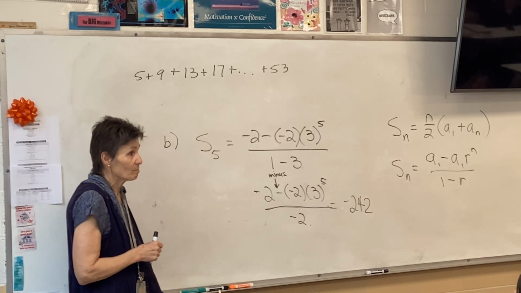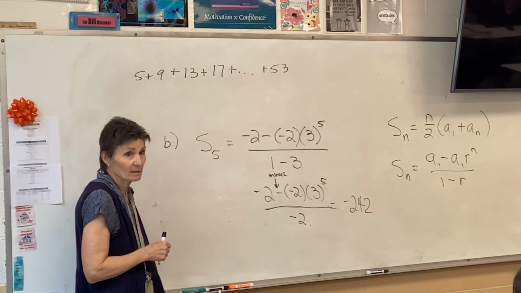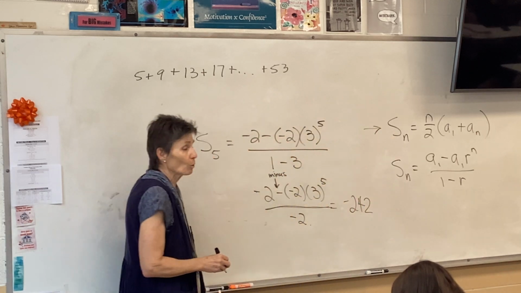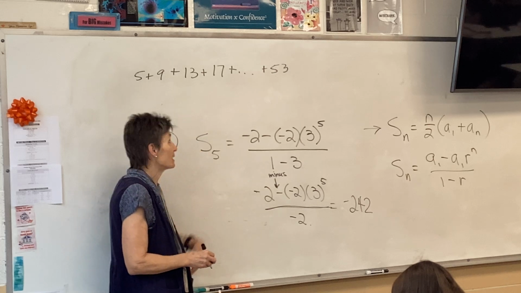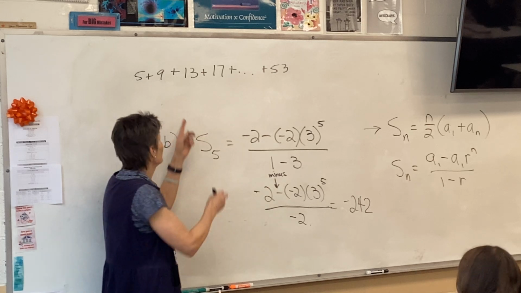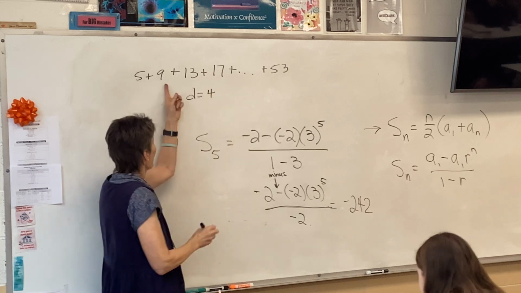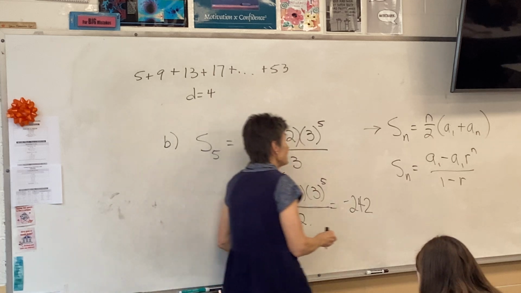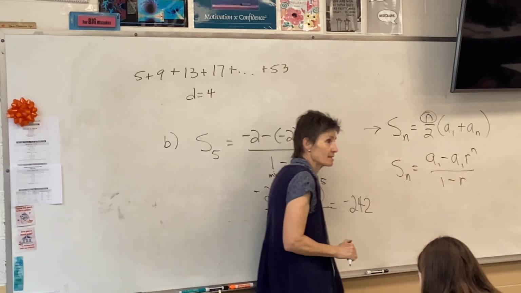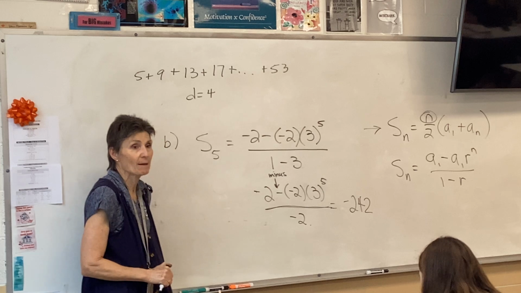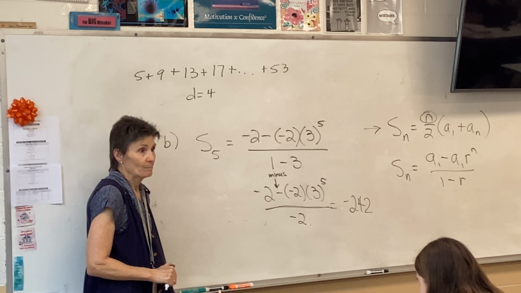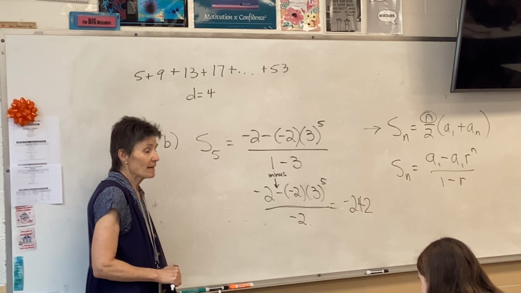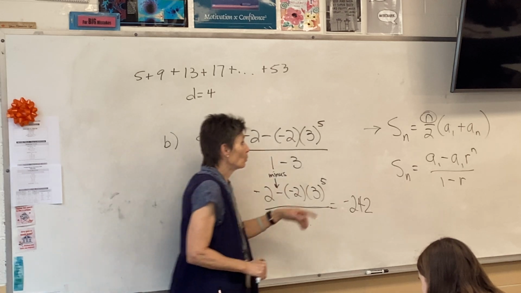And, well, would you say it's arithmetic or geometric? It's arithmetic. So I know I'm going to be using this formula. In order to use that formula, because this is arithmetic, the difference is 4, adding 4, right? I need to know what n is. I need to know how many terms I'm adding up. And I don't have that information. That is going to happen to you a lot with this formula.